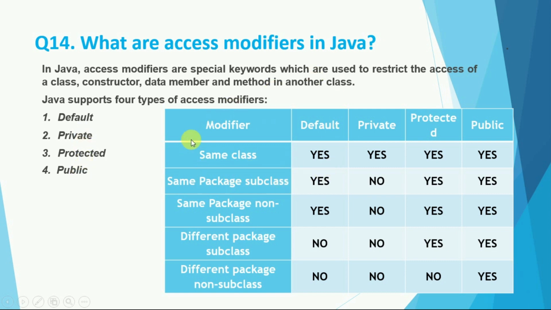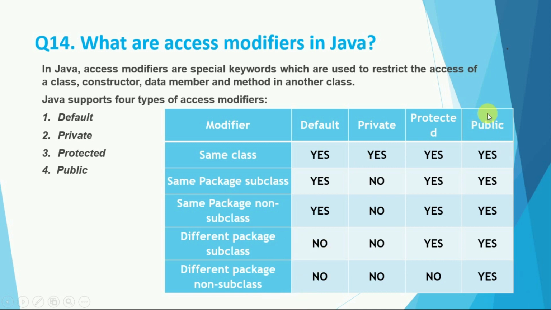So with respect to different accessibility: same class, same package subclass. If we talk about the default access modifier, within the same class it can be accessible, and same package subclass is also accessible. Same package non subclass can be accessible. Different package subclass can't be accessible, and different package non subclass also can't be accessible.